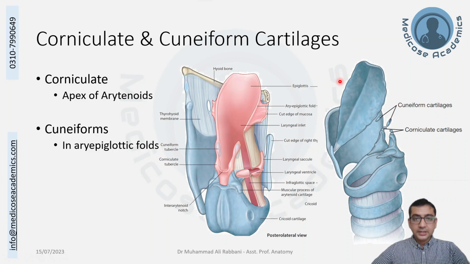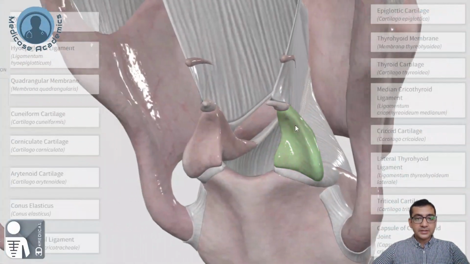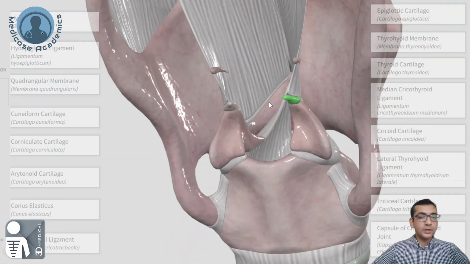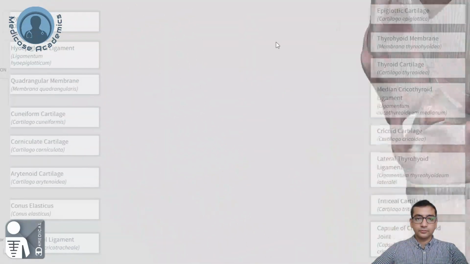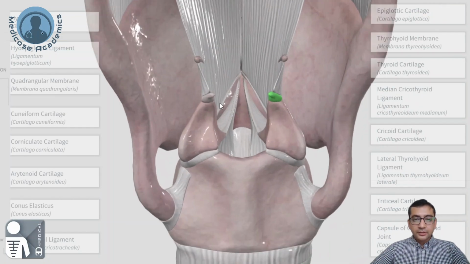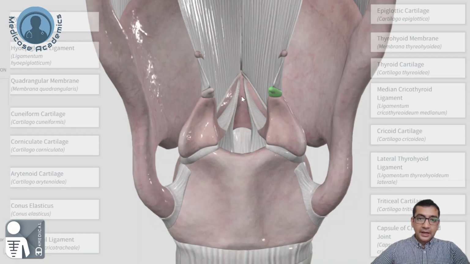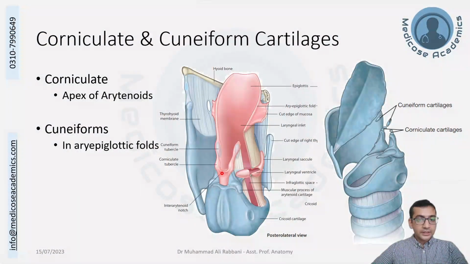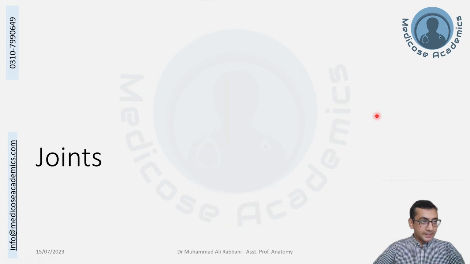Corniculate and cuneiform cartilages. These cartilages are very small. They are present on the top of the arytenoid cartilages. The ones on the top of the arytenoid cartilages are known as corniculate, and the ones that are embedded in the membranes are known as cuneiform cartilages. They are shown right here and right here. So these are the corniculate and cuneiform cartilages. This is all about the skeleton.